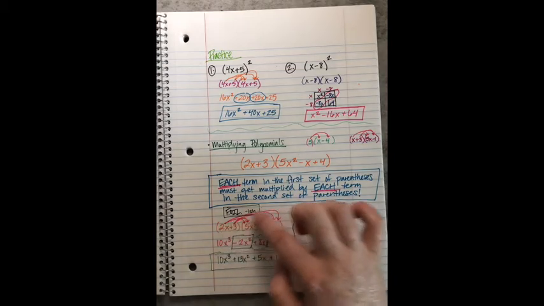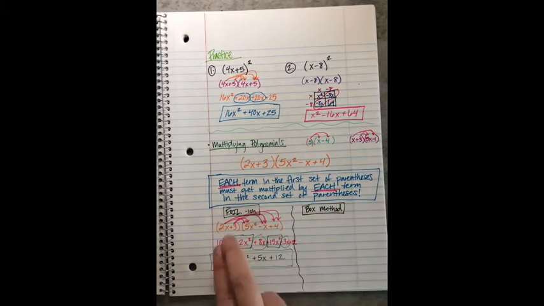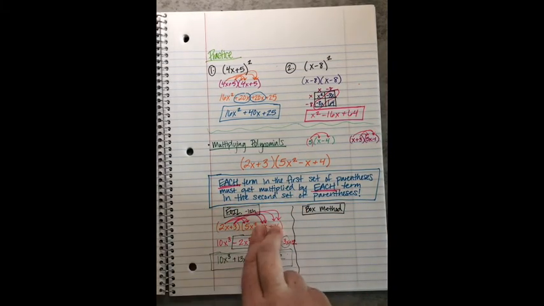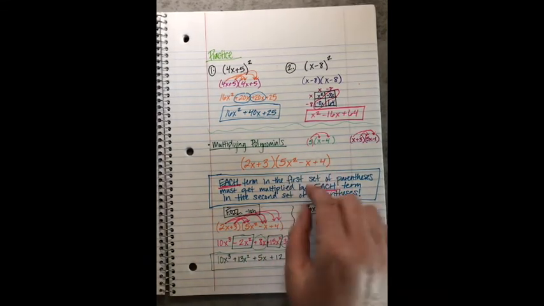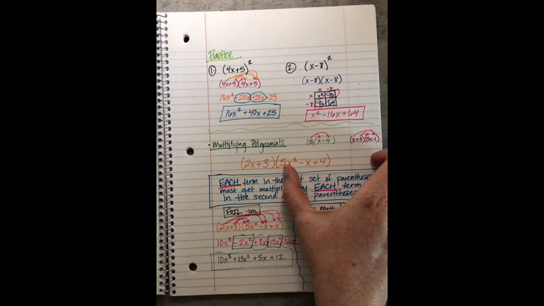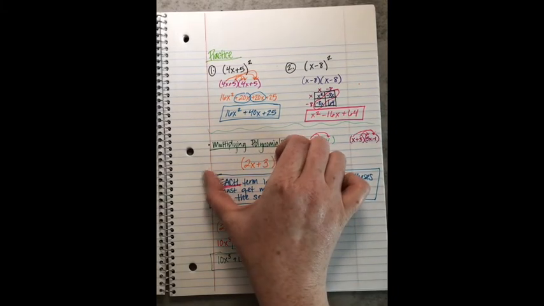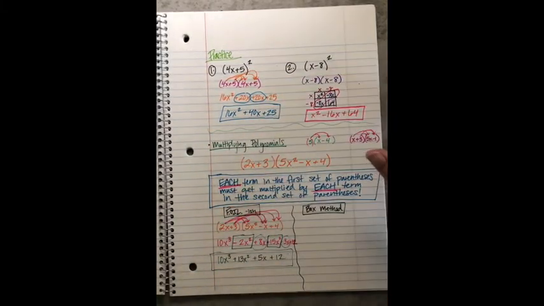Okay, it's just extreme distributive property. Everything in the first set gets multiplied by everything in the second set. And that would still be true if this second set had like 5 terms. And if this first set had 3 terms, you would have so many little arrows happening.